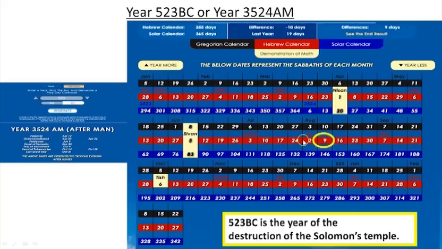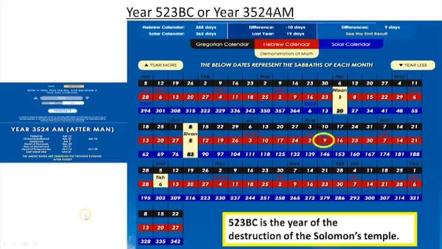If we look here, we see in the 5th month, what do we have? We have a Saturday or Sabbath on the 9th. On the 9th day of the 5th month, the temple was destroyed on the 10th day. And you can see that you have the 70 years that God said that Jerusalem would lie in waste. So here we see that we have proven another time the accuracy of the calendar, and here we're going back into the BC years.